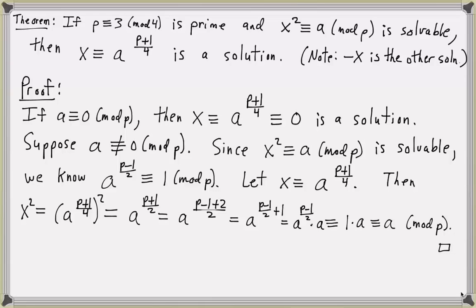So let's see an example of this theorem. Recall I mentioned that instead of saying that a is a quadratic residue mod p, it might be better to say that a has a square root mod p, or that a is a square mod p. So we can ask questions like this: find the square roots of 5 mod 11.